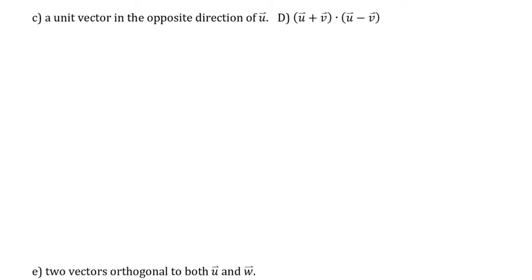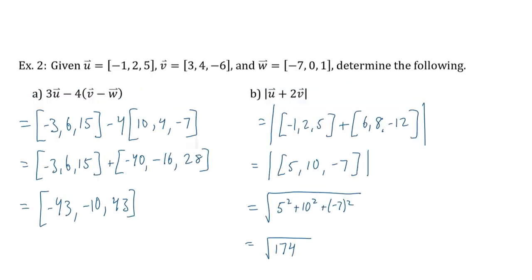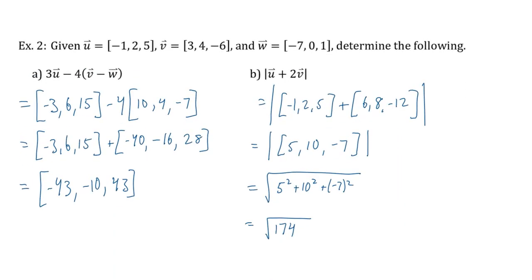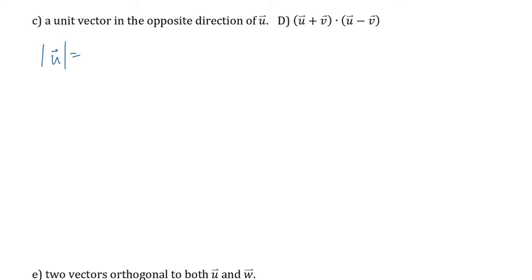Okay, so the first thing we have to do is find the magnitude of u. So I'm going to go back up and find out what u is. It's -1, 2, 5. So this is the square root of (-1) squared plus 2 squared plus 5 squared, which equals 1 plus 4 plus 25, which is root 30.